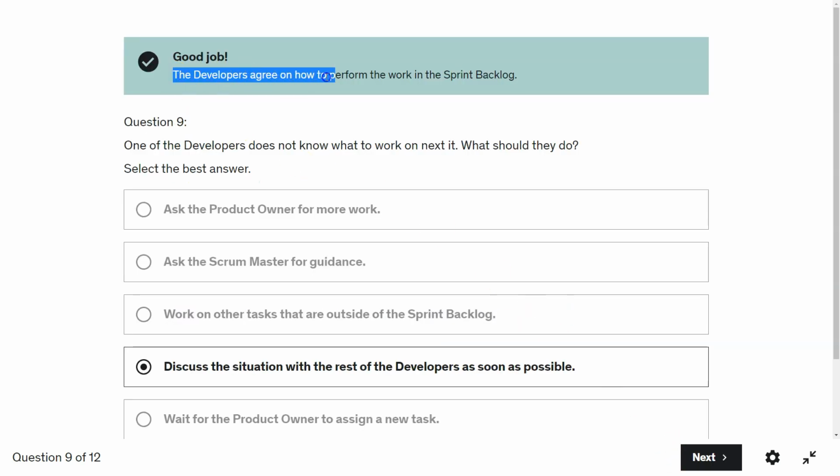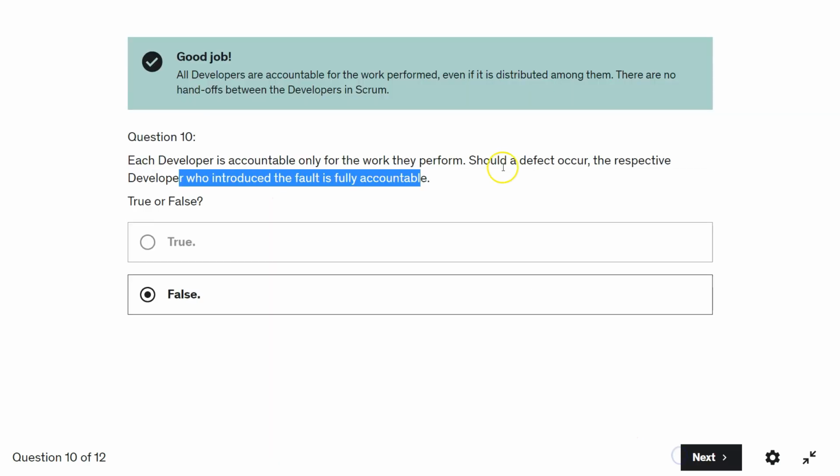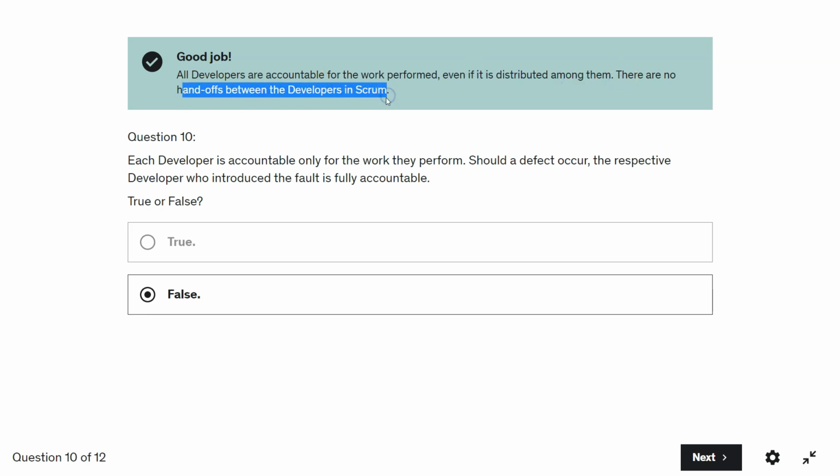The developers agree on how to perform the work in the sprint backlog. Question number 10. Each developer is accountable only for the work they perform. Should a defect occur, the respective developer who introduced the fault is fully accountable. True or false? It is always false. All developers are accountable for the work performed, even if it is distributed among them. There are no handoffs between the developers in Scrum.